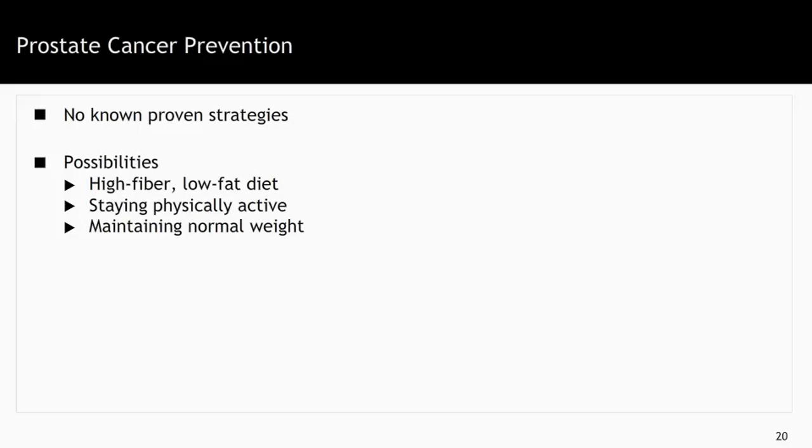There are no known prevention strategies for prostate cancer. However, there are again possibilities that look very similar to the possibilities for breast cancer. High fiber, low fat diets, staying physically active, and maintaining normal weight are all thought to contribute to a lower risk of developing prostate cancer.